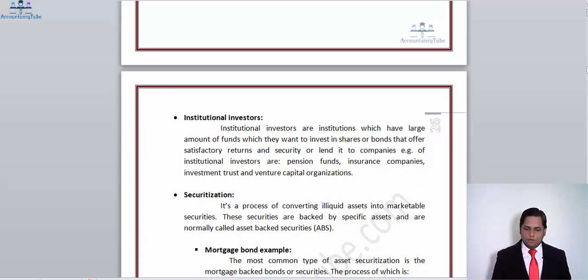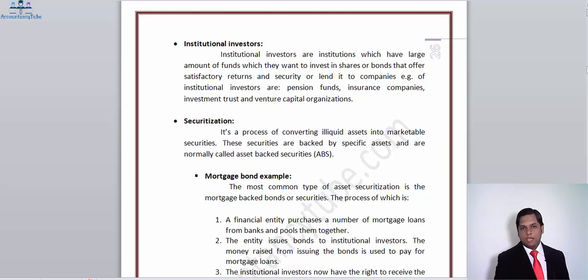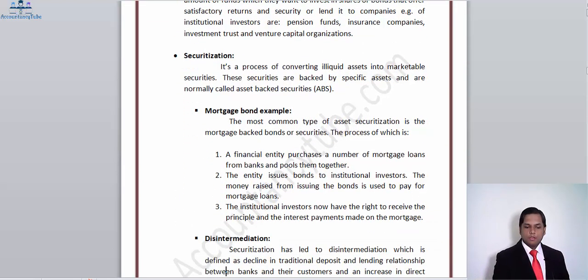Now these funds invest in shares or bonds that offer satisfactory returns and securities, or lend to the companies. Examples of institutional investors are pension funds, insurance companies, and investment trusts. Venture capital organizations are also institutional investors because they have large amounts of money.